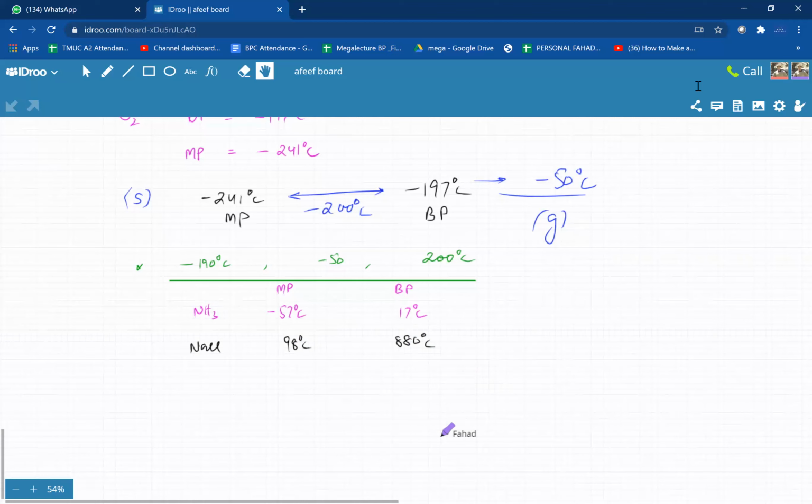Your voice just dropped. Did you lose? At 200 is gonna be liquid, and at the other two is gonna be a gas. Sorry, solid. Okay, so it's going to be solid. At the other two temperatures, it's solid.